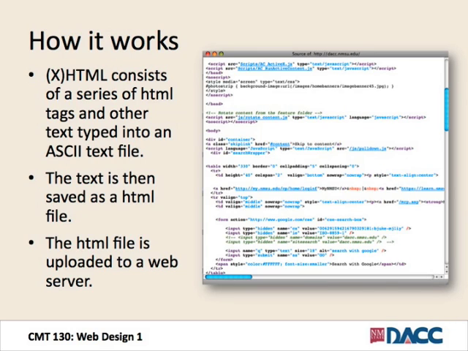So here's how the web works. You type XHTML, which is a series of HTML tags and other text, into a plain text file or an ASCII text file. Then you save that text as an HTML file, or .html, and then you upload that HTML file to a web server. Once the file's up on the web server, it is live and ready to be viewed by your audience.